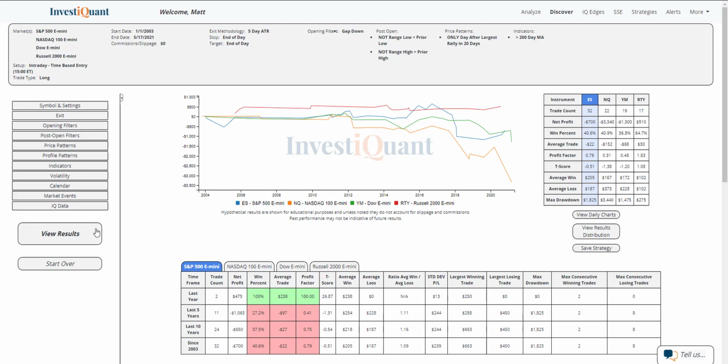Now, if we look at the average win and average loss, they're pretty similar in size for the S&P. The NASDAQ has had larger average losses. The Dow has had larger average losses, and then the Russell, pretty similar in sizes as well. So historically speaking, it's been a little bit of a bearish lean going into the close, assuming this pattern is still in play.